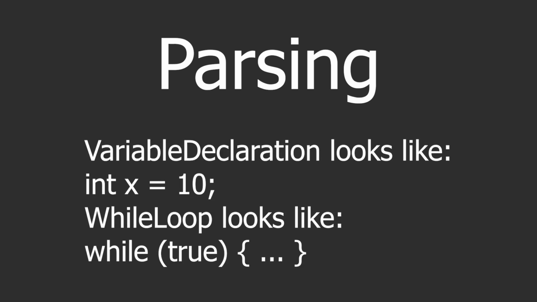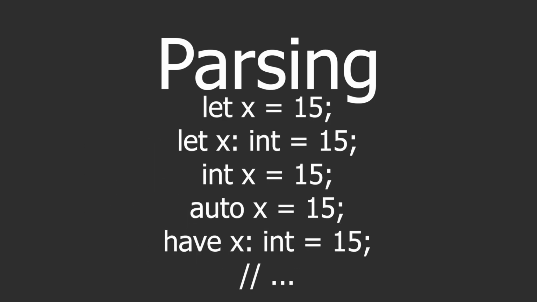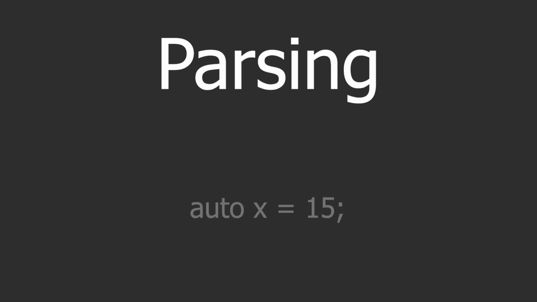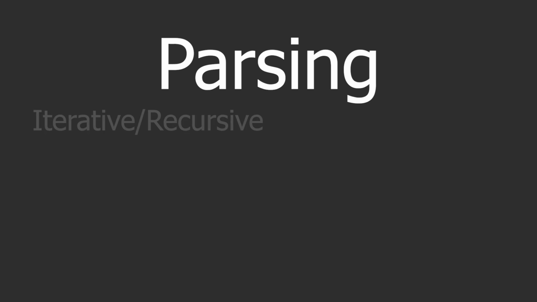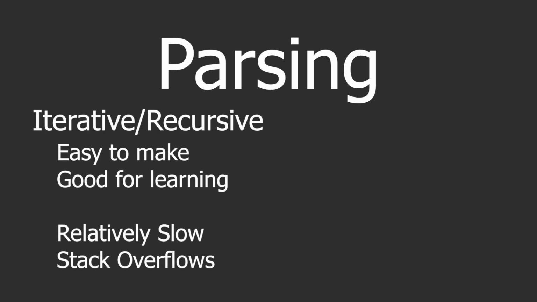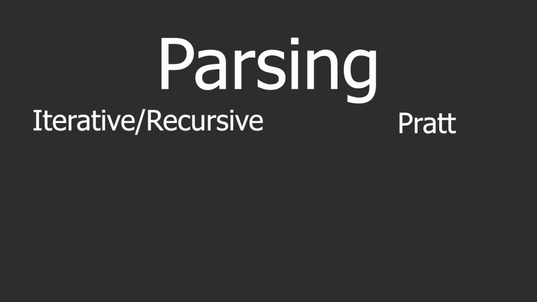Parsing is the most fun and the most annoying part of compilation. In the parsing stage is where you define rules for the syntax of your language. There are nearly unlimited ways that you could declare a variable, but the parser is where you can define what they should look like for your language. There are also different kinds of parsers, including iterative and recursive parsers and Pratt parsers. There are many tutorials out there for how to implement both types, but there are a few concepts you should understand.